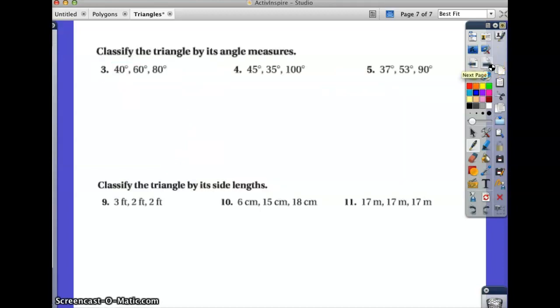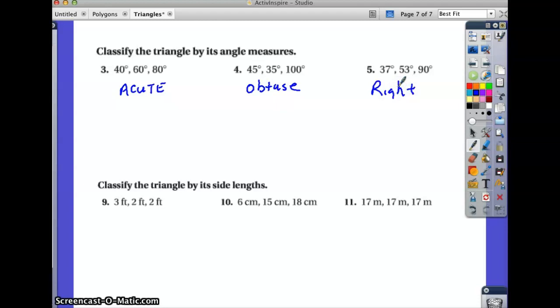To finish up, we're going to classify triangles by their angle measures. So in this case, you've got 40, 60, 80. Those are all acute. So this would be an acute triangle. 45, 35, and 100. Since 100 is obtuse, that makes this an obtuse triangle. Then you have 37 degrees, 53 degrees, and 90 degrees. Since this is 90 degrees, this makes this a right triangle.